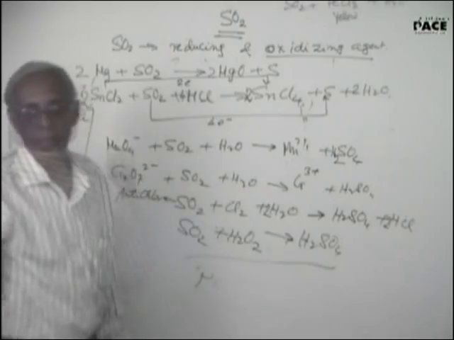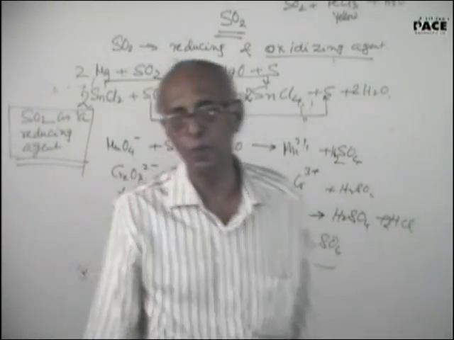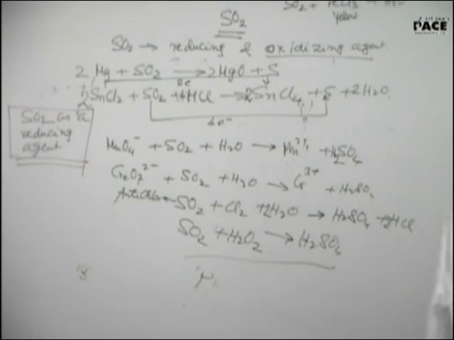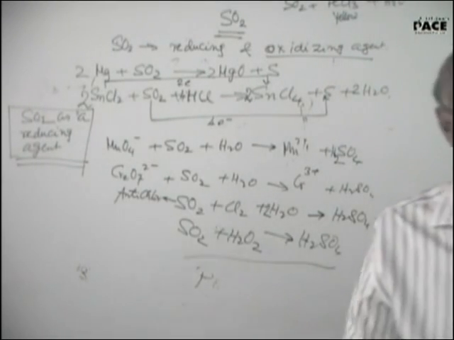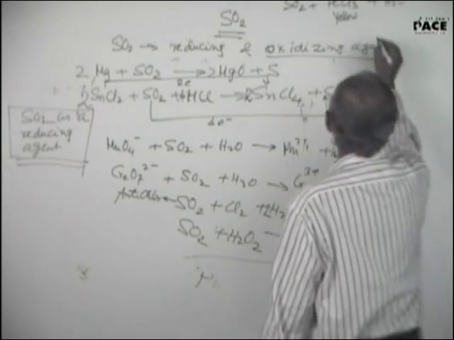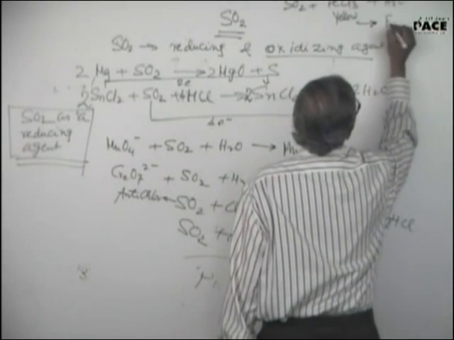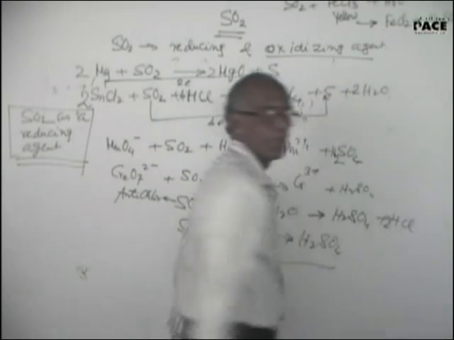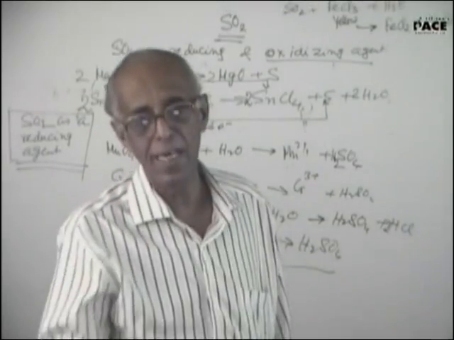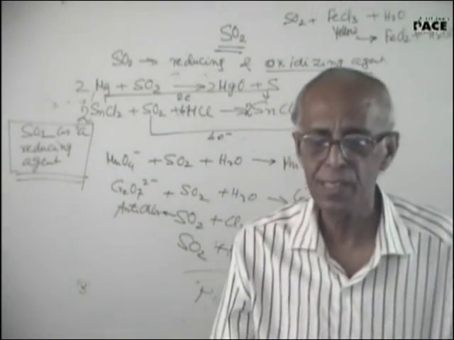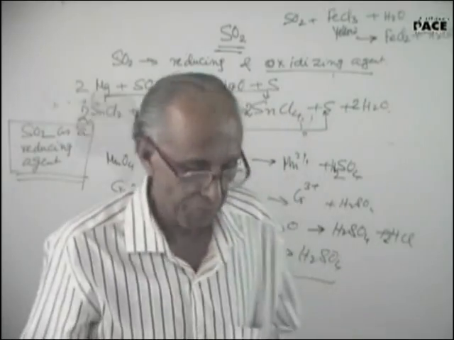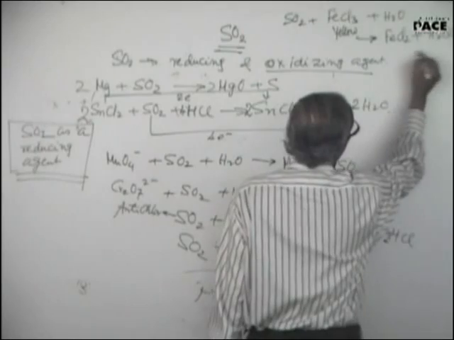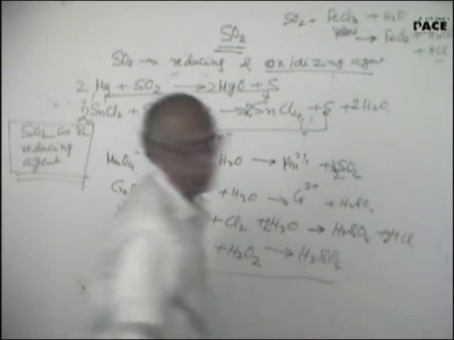Sulfur dioxide, if I dissolve ferric chloride in water, I get a yellow solution. If I pass sulfur dioxide, the color vanishes due to ferrous chloride, sulfuric acid. Ferrous chloride is almost colorless, sulfuric acid is colorless, so the yellow color vanishes. And since you had 3 chloride, you now have 2 chloride, so we will have HCl.